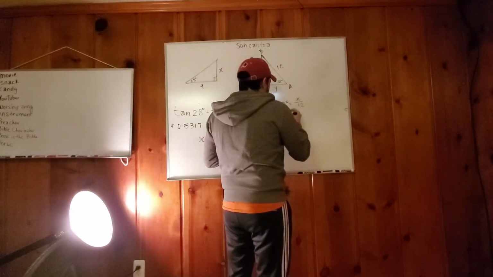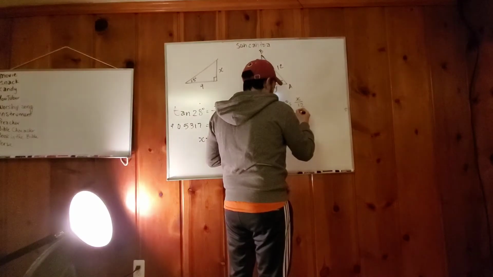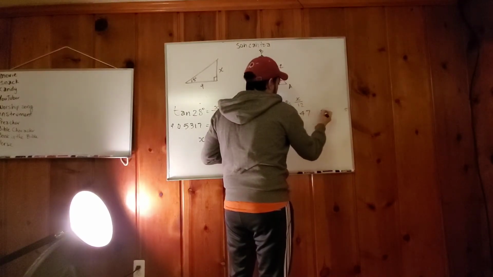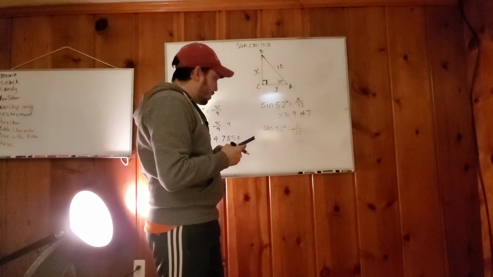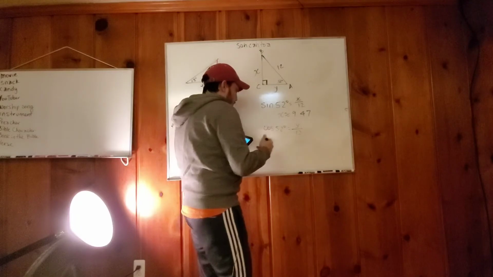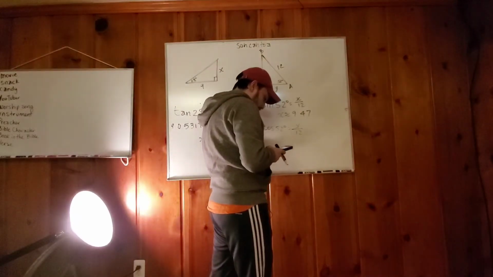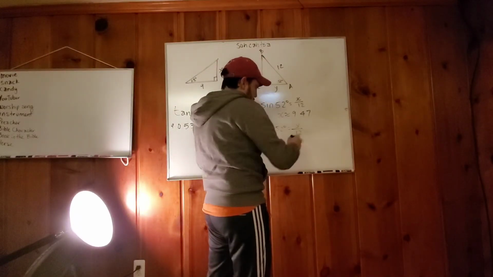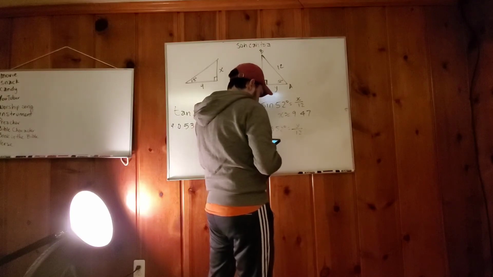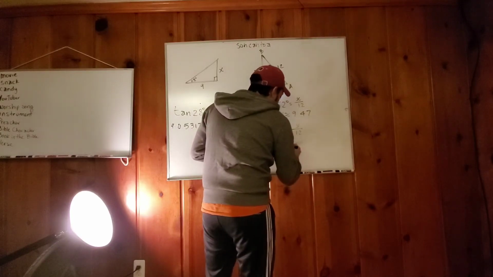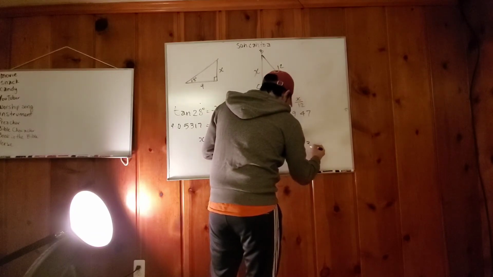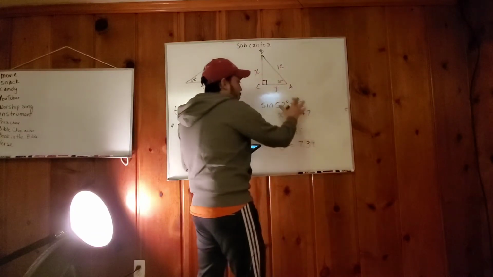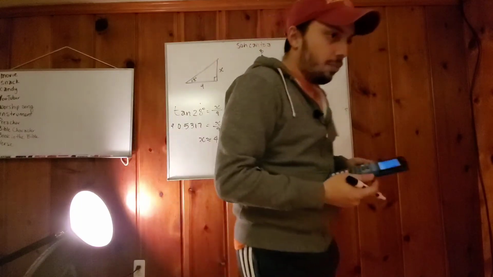So x is about 9.47. This time I'm just going to do it to the hundredths, sorry, not thousandths. And then cosine of 52 times 12, because that's what we did here as well. Y would be around 7.39. And that's what I get, 9.47 and 7.39.